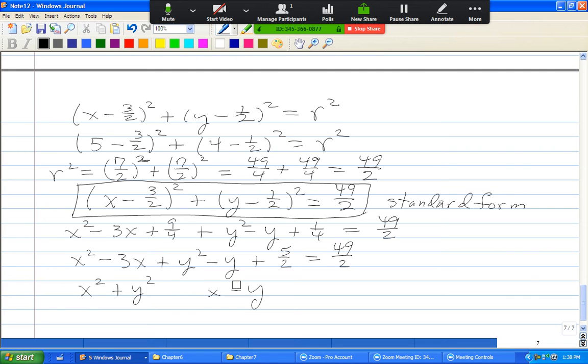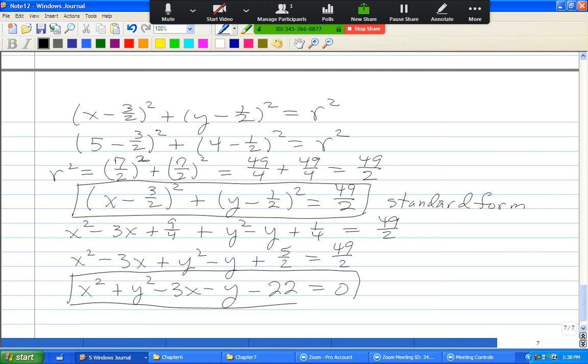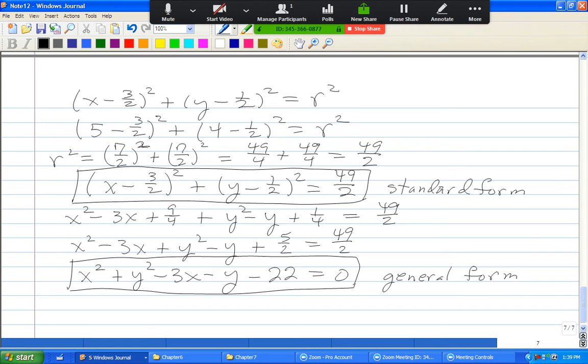Writing this in descending order, lexicographic ordering: minus 3x minus y, 5 halves minus 49 halves is a negative 44 halves, which is a negative 22, equals 0. And so this is now the equation of your circle in general form, like what I wrote at the very beginning.